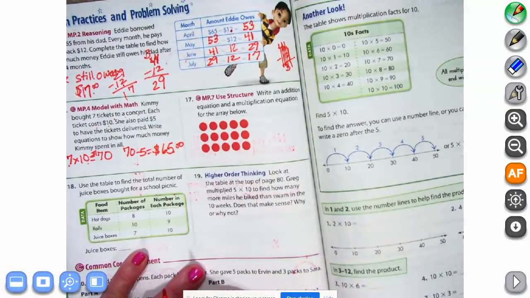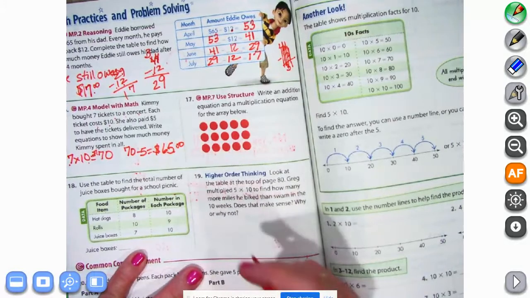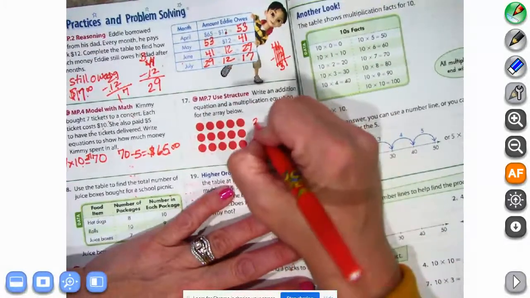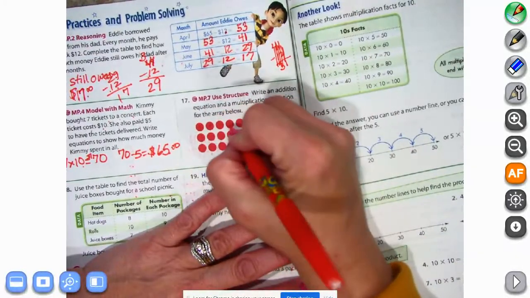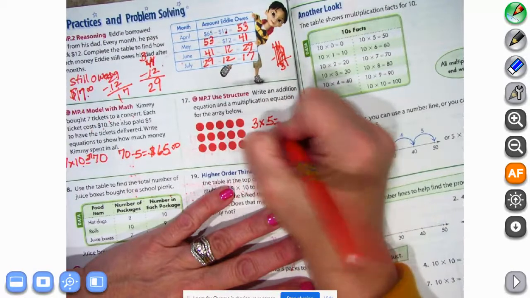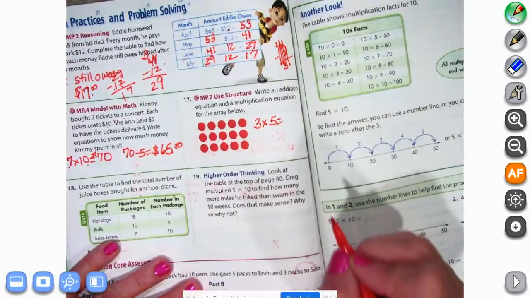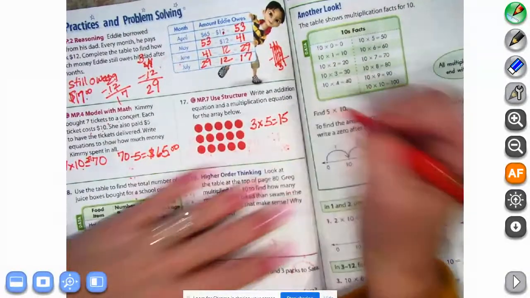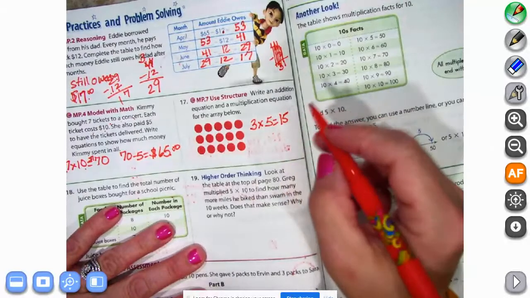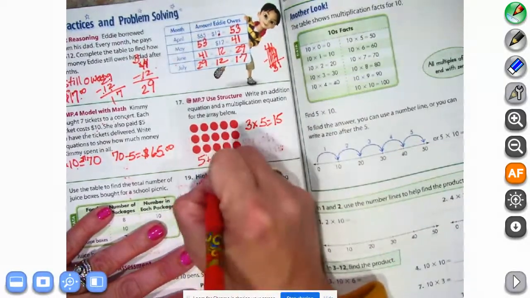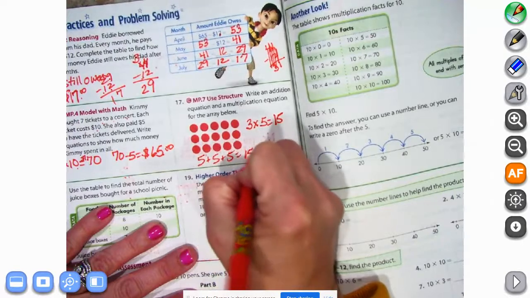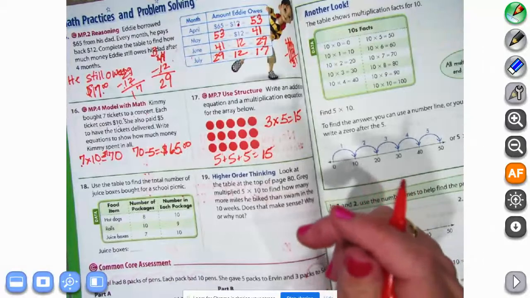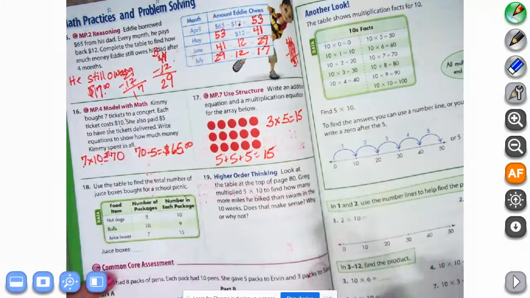Number 17, write an addition equation and a multiplication equation for the array below. So we have 1, 2, 3 groups of 1, 2, 3, 4, 5. Okay, and what does that equal? 5, 10, 15. Okay, we're also going to write an addition equation. So we've got 5 plus 5 plus 5 equals 15. Okay, make sure you get that written down.